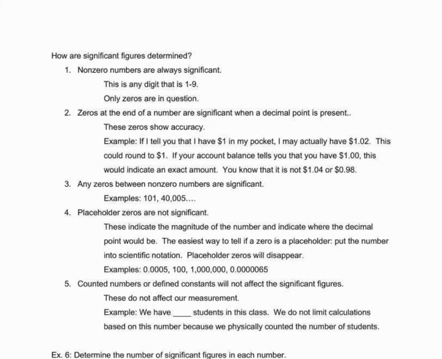Here are 5 rules for determining significant figures. Rule number 1, non-zero numbers are always significant. So any digit that is 1 through 9 is significant. They are going to be important. So really, the only numbers that are in question are zeros. Zeros are the only things that we really have to worry about. Is a zero significant, or is it not significant? When is it significant, and when is it not?